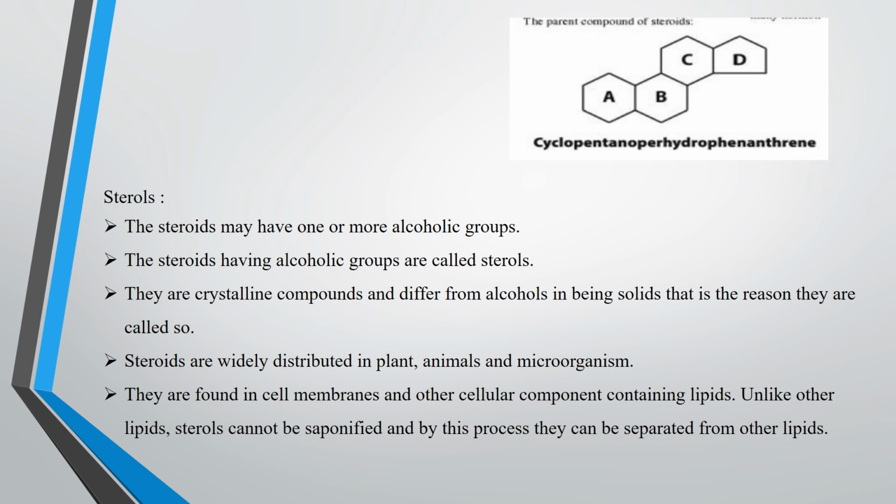The next compound is the sterols. The steroids that have one or more alcoholic groups are called sterols. The sterols are crystalline compounds and they differ from alcohols in being solids. That is the reason they are called sterols. They are distributed in plants, animals and microorganisms, and are also found in cell membranes and other cellular components containing lipids. Unlike other lipids, the steroids cannot be saponified, and by this process they can be separated from other lipids.